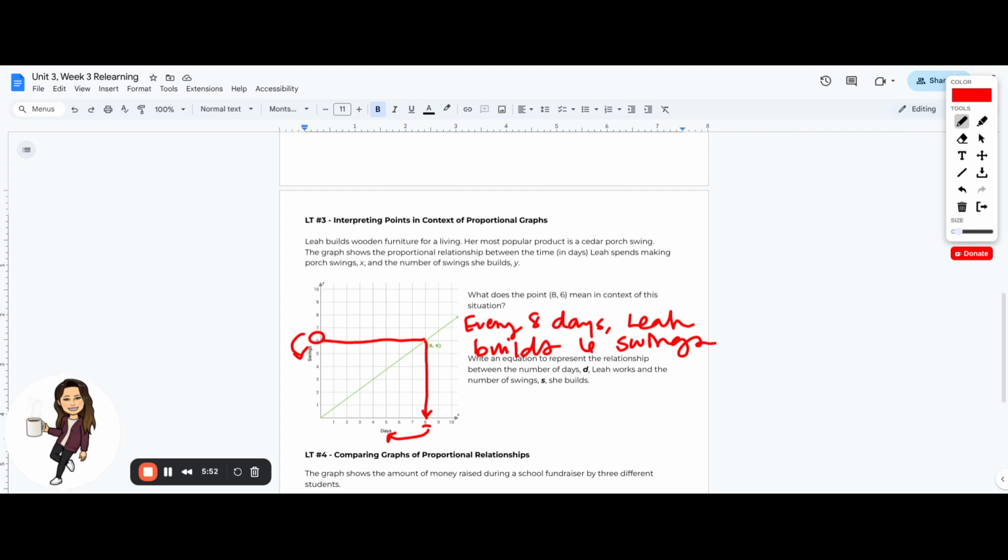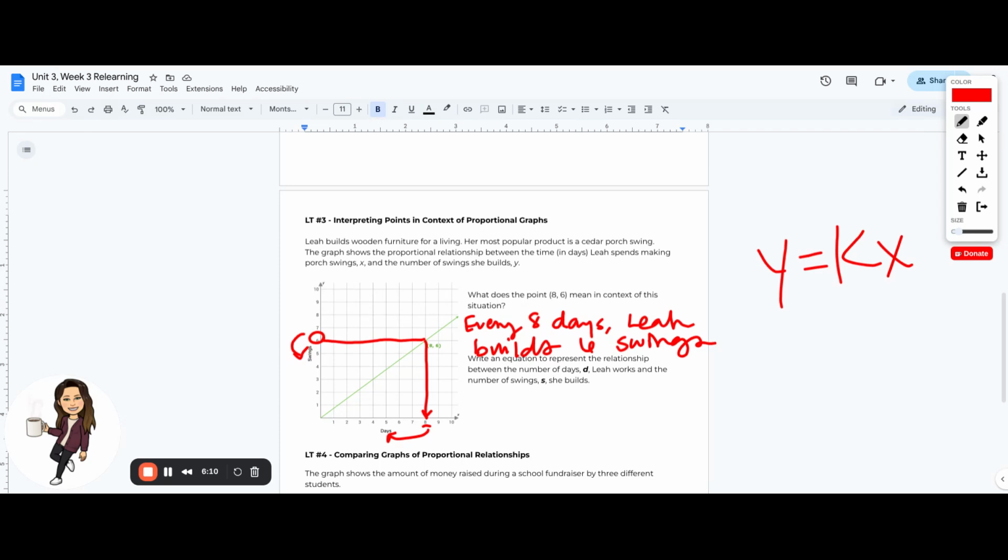All right, the next thing is to write an equation to represent the relationship between the number of days D Leah works and the number of swings S that she builds. So replacing Y and X with D and S in context. So we know that our equations look like Y equals KX.